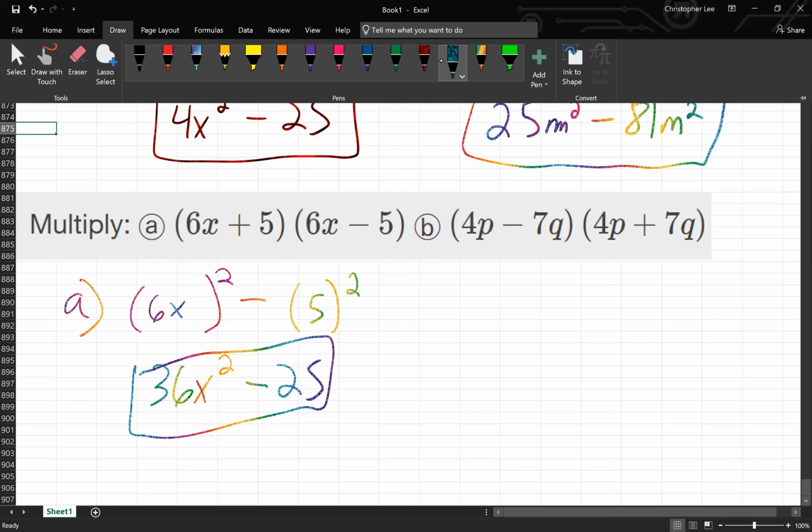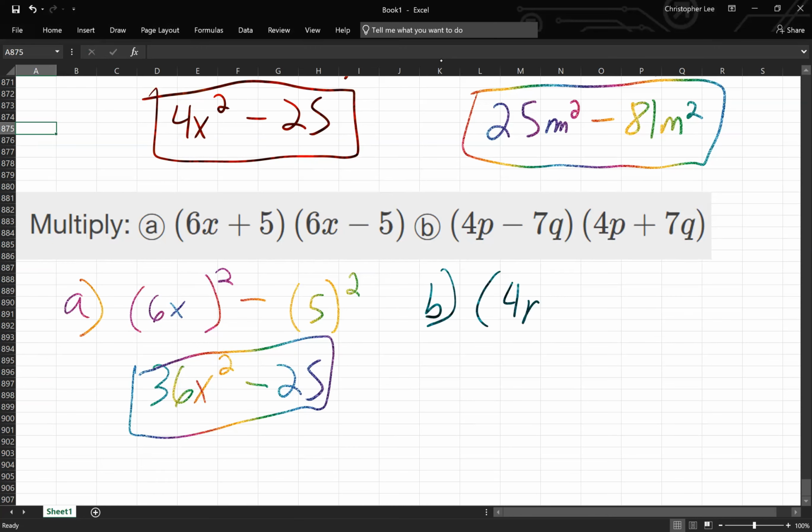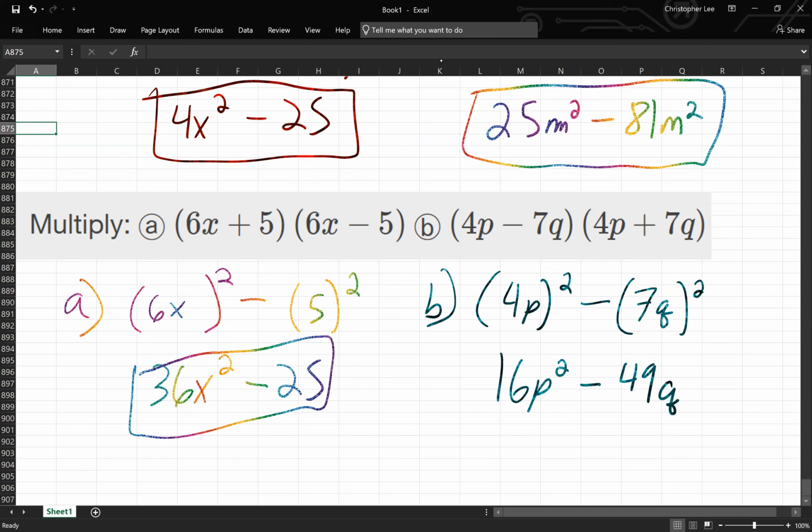I'm going to use a shortcut for B. So I have 4p squared minus 7q squared. Doing the math on this, I have 16p squared minus 49q squared. Questions on this? Anybody?